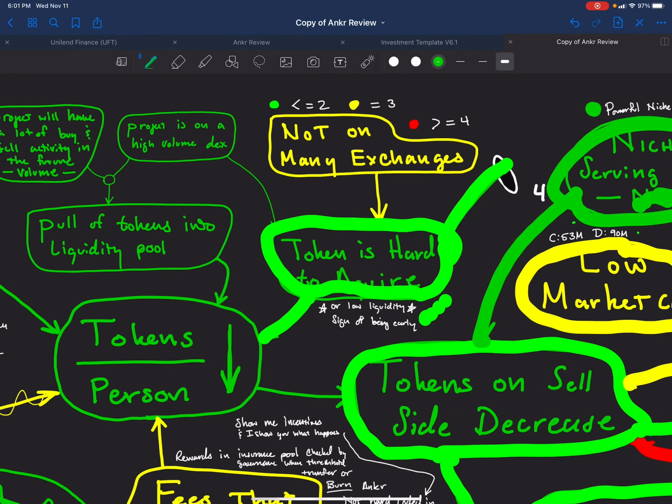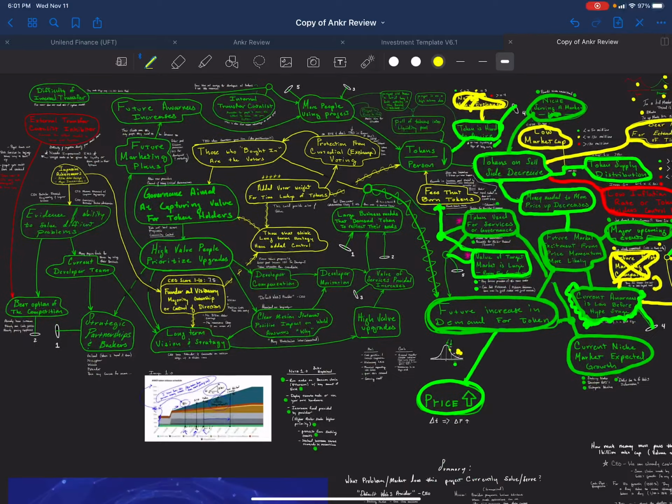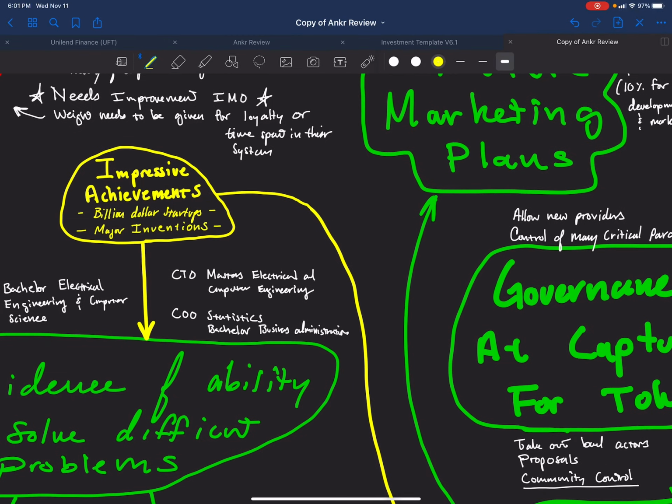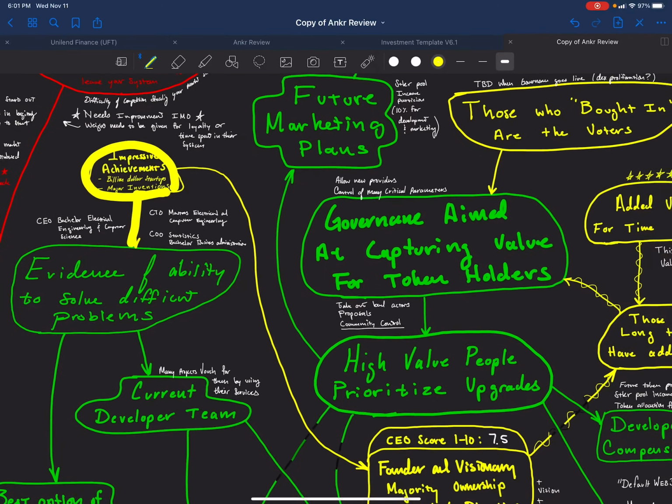Not on many exchanges. They're on Uniswap, and as far as I'm concerned, that means they're accessible. Whenever you're on Ethereum, you're easy to access, so that doesn't contribute. Okay, so no inventions or billion-dollar startups in their team history, so I'm just going to put that as nothing, not contributing.